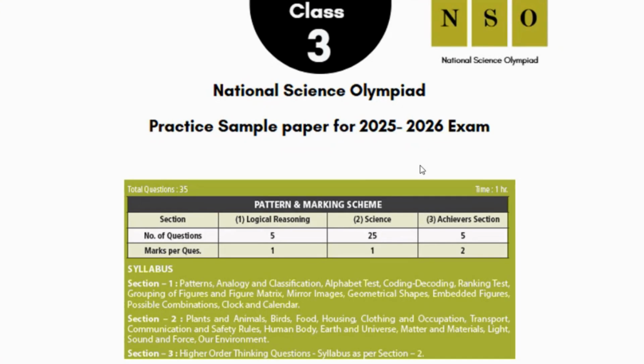The paper consists of 35 questions. First, 5 questions of logical reasoning. Each question carries 1 mark. Next is the science section, with 25 questions topic-wise, and it also carries one mark each. And last, 5 questions of the achiever section, of which 3 questions carry 2 marks. Okay, so now let us start.